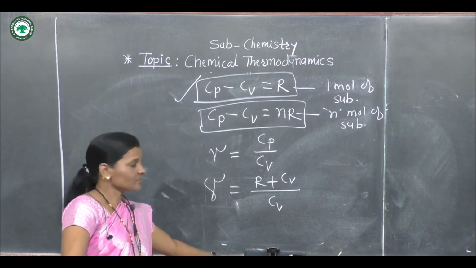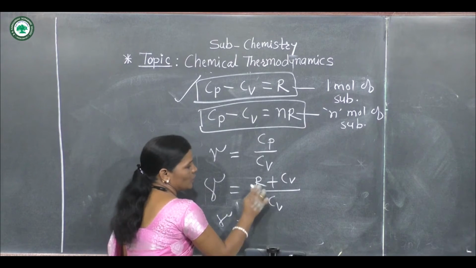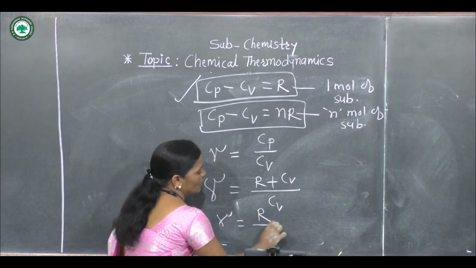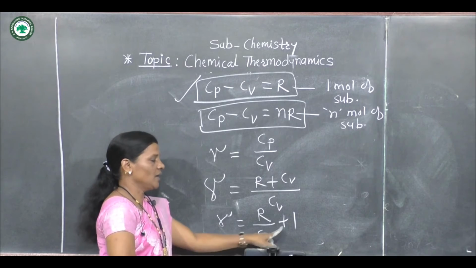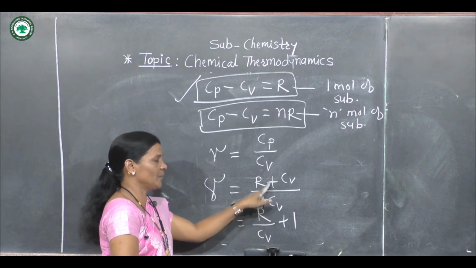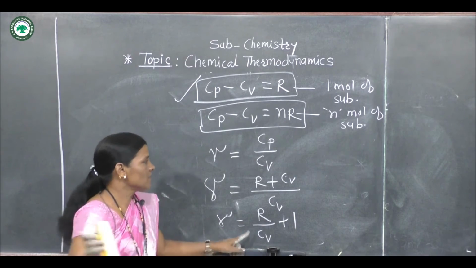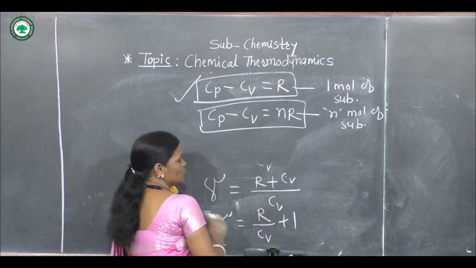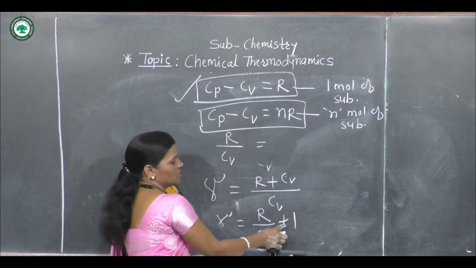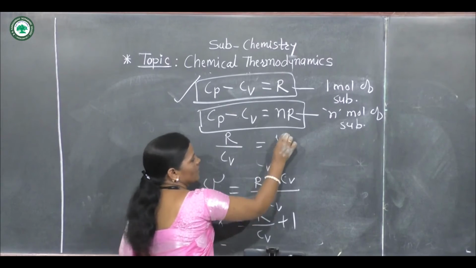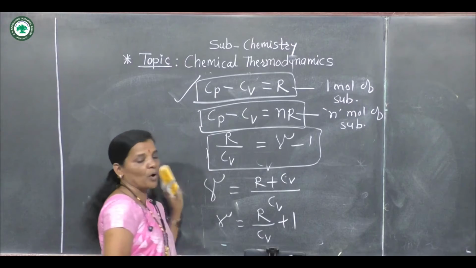Okay, so here we can write this formula. Gamma is equal to, if we separate out this denominator, then R upon Cv plus 1, because R upon Cv plus Cv upon Cv will give us 1. So we can write this formula in this way also: R upon Cv is equal to, now this plus 1 will become minus 1, gamma minus 1. These formulas are very, very important.